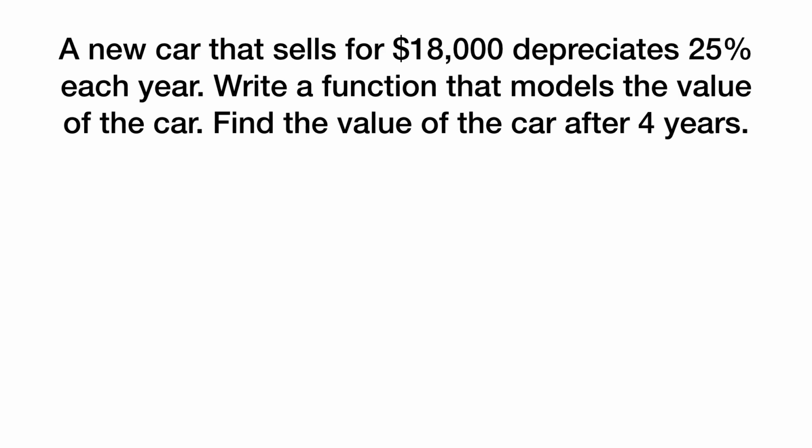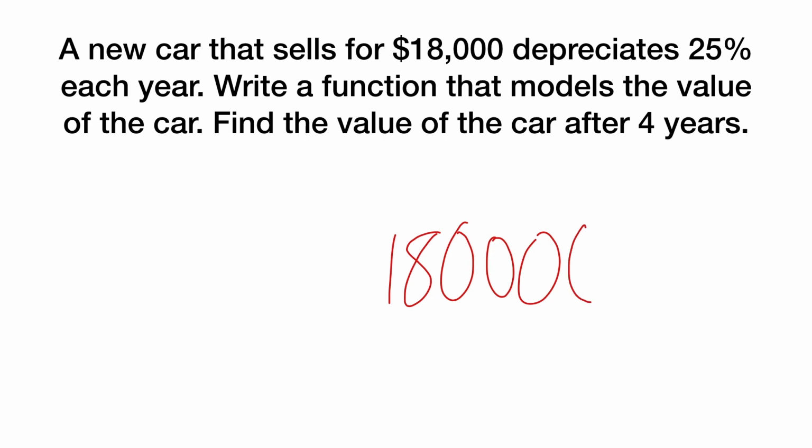All right. A new car sells for $18,000 and it depreciates by 25% each year. Write a function that models the value of the car, and then what we're going to do is find the value of the car after 4 years. So in this case, this is our initial value, and then because we are depreciating, we are doing 1 minus 0.25, which is 0.75. That means 75%.